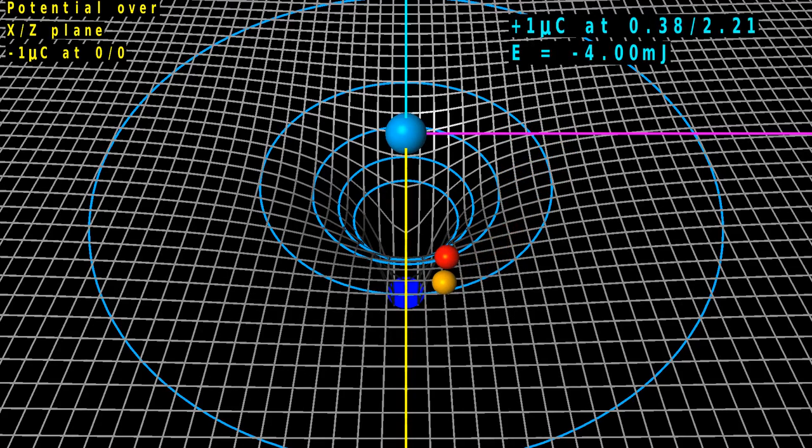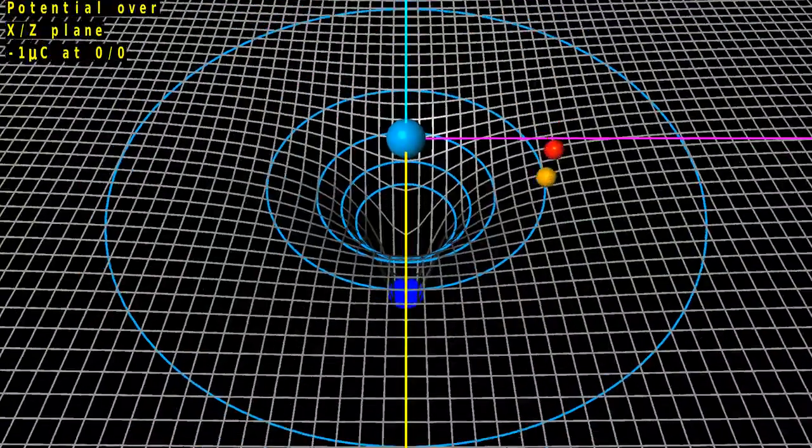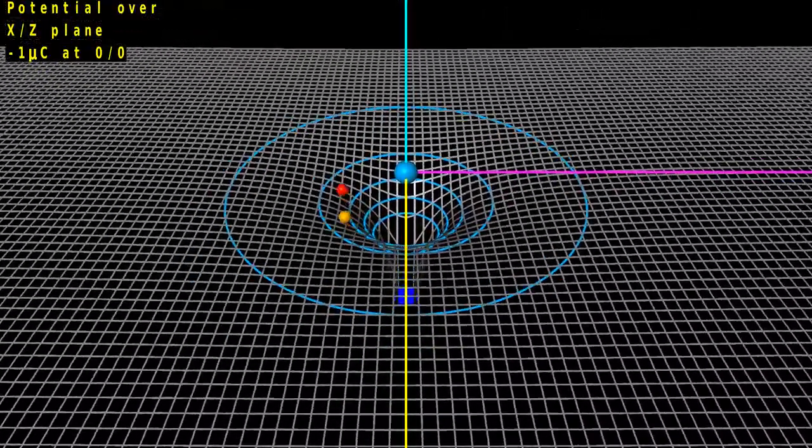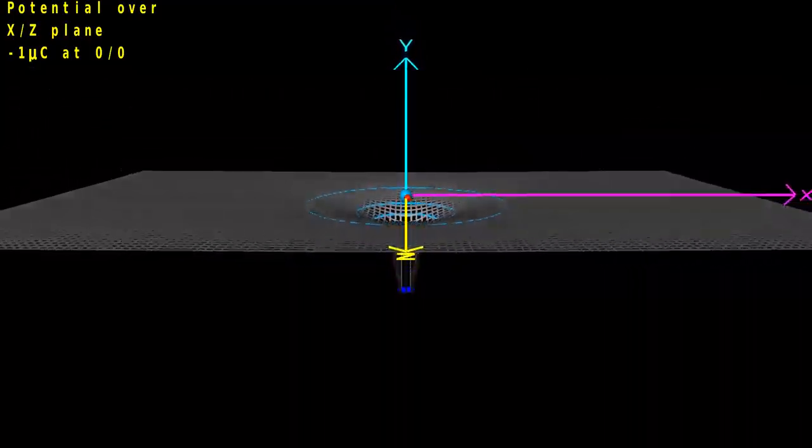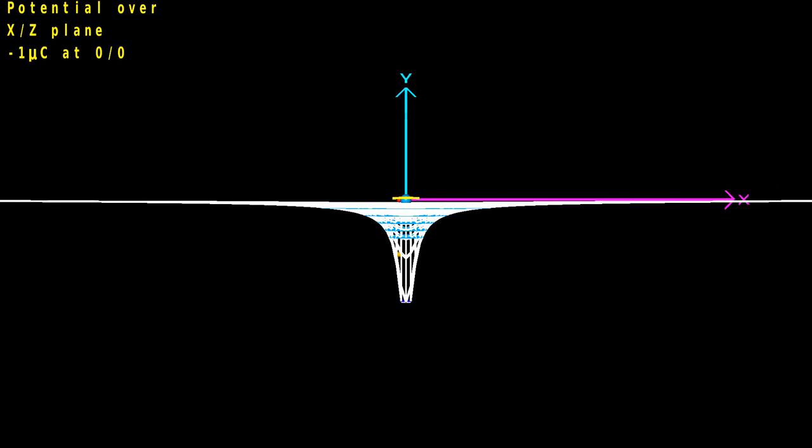Whenever the sphere is moved along an equipotential line, there is no change in electric potential energy. With decreasing distance, the potential tends to negative infinity, while it tends to zero with increasing distance. In contrast to the previous illustration using a positive source charge, all points of the potential grid are now below the xz plane.